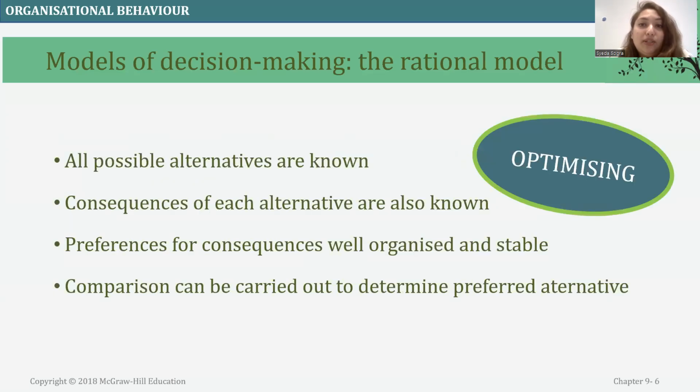If you look into the model of decision-making, we need to figure out all the possible alternatives to the problem. We need to know the consequences of each alternative. We have to have a preference of consequences that is well organized and stable. There should be a comparison carried out to determine the preferred alternative.